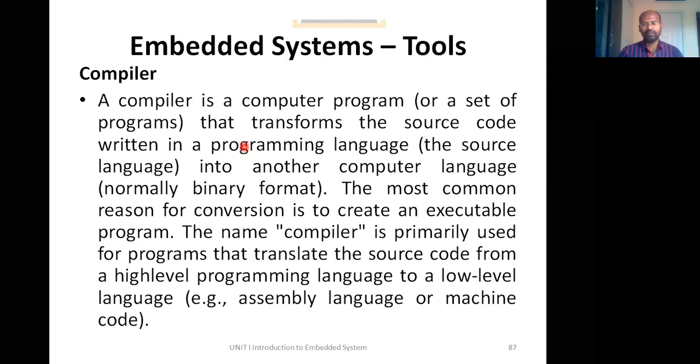For example, for C language, in Turbo C we have a blue screen. In the blue screen, we write the program in the high level language. That is also another tool. The editor tool is one tool which is used to write the high level language code. After that is done, we use compilers to translate that high level language code into low level language code. And that is written in this slide: the name compiler is primarily used for programs that translate the source code from a high level programming language to a low level language, generally assembly language or machine code. So that is the use of a compiler.